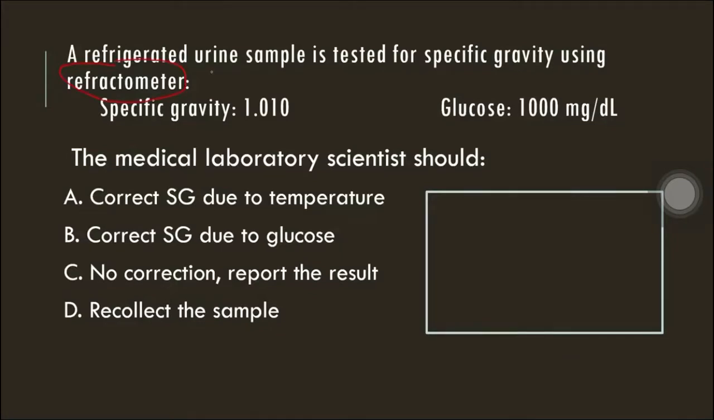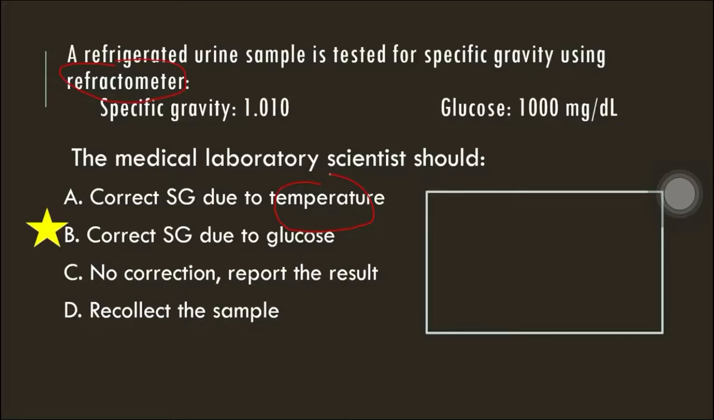So we know that for the refractometer, you need to correct for the presence of protein and glucose. Do we still need to correct for changes in temperature? No, because temperature here is already compensated. So we only correct for protein and glucose. The answer here is that the medical laboratory scientist should correct SG due to glucose, not temperature. Which method requires correction for changes in temperature?